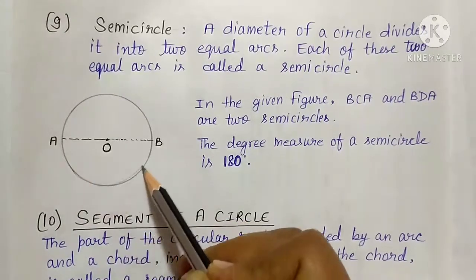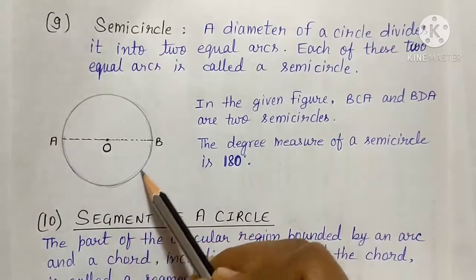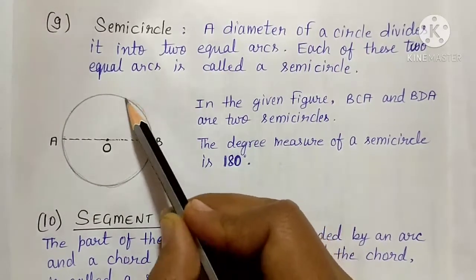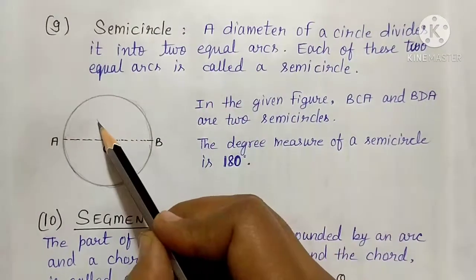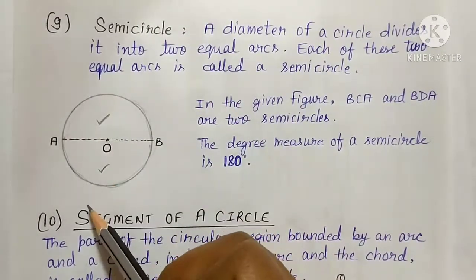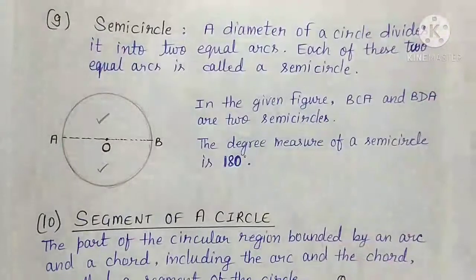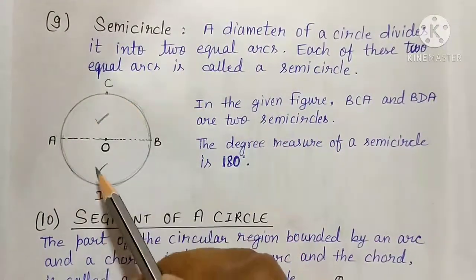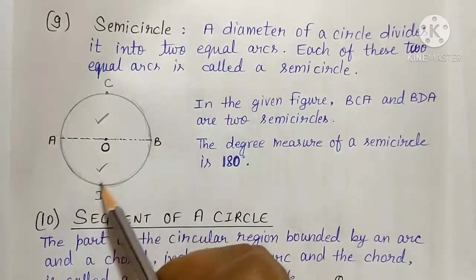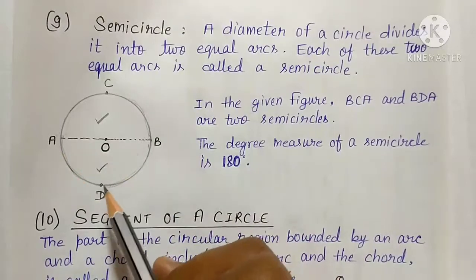One is arc AB and this one is BA. These two equal arcs are called semicircles. This is a semicircle and this is also a semicircle, a half circle. They are divided into half circles like this. So here BCA and BDA, or you can say ADB also, no problem, BCA, ADB, these are two what?